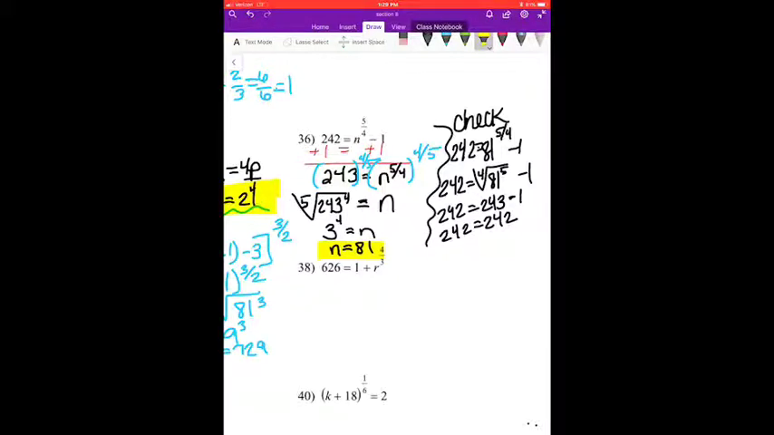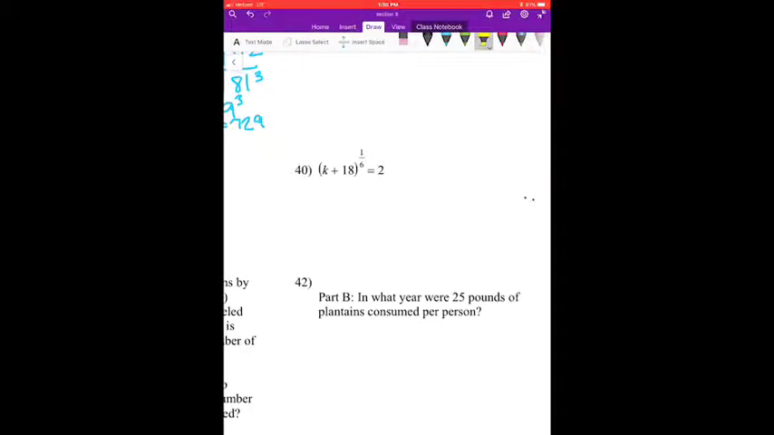Are there any others that you could see that look weird, like you're not sure what to do? On number 40, how would that work out? Like, if you had to square this, if you had to do a square root, how would it work?